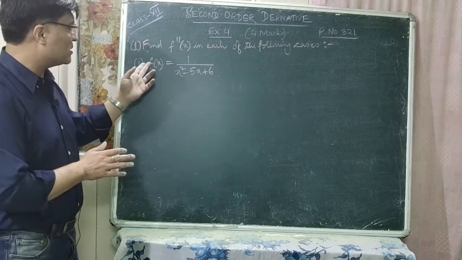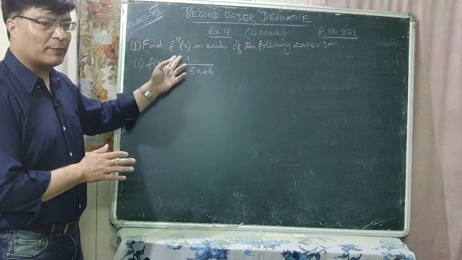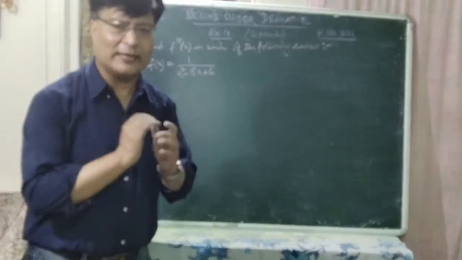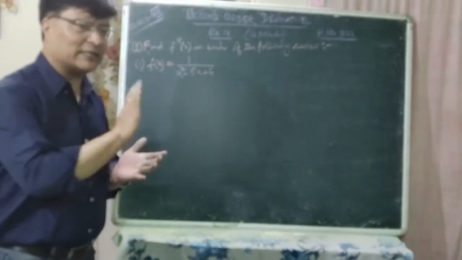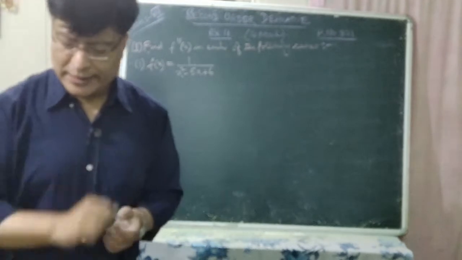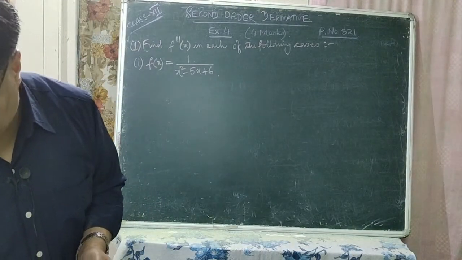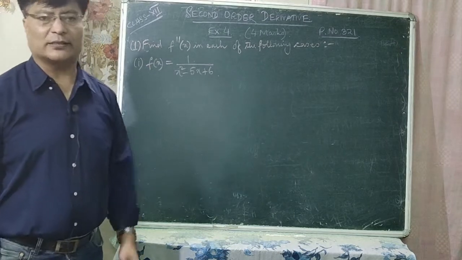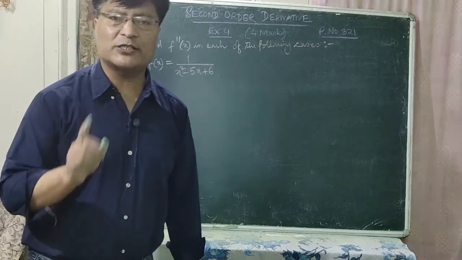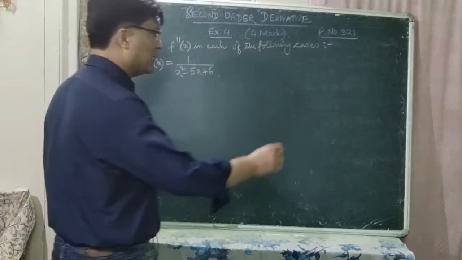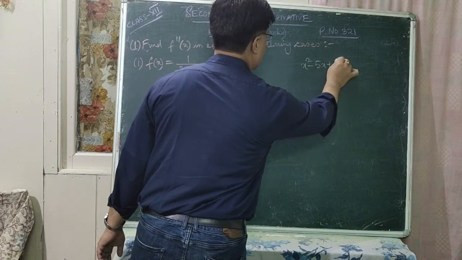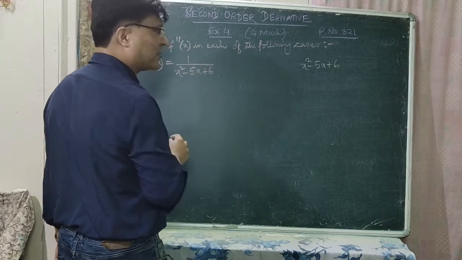So number 1 is f of x is equal to 1 upon x square minus 5x plus 6. Okay? So we do not differentiate this directly, because here the denominator can be factorized. x square minus 5x plus 6 can be factorized.